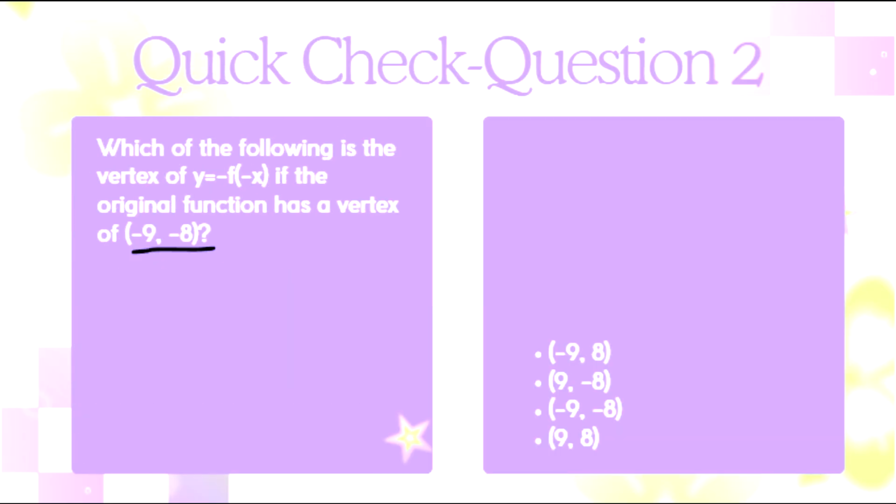Here's quick check question number 2. Which of the following is the vertex of y equals negative f of negative x if the original function has a vertex of negative 9, negative 8? Don't overthink it. This is a speed round.